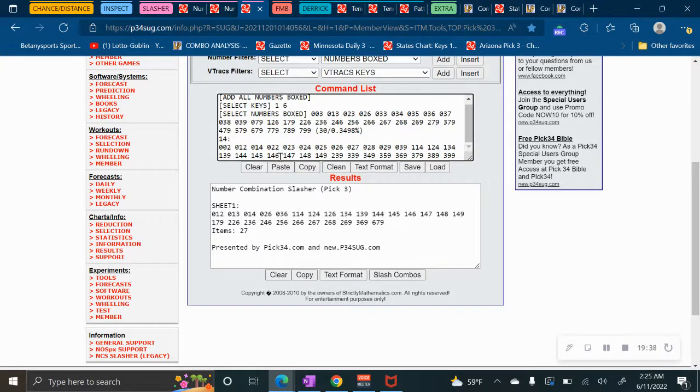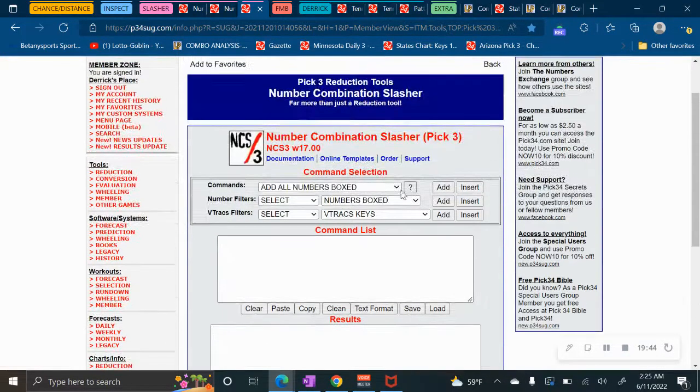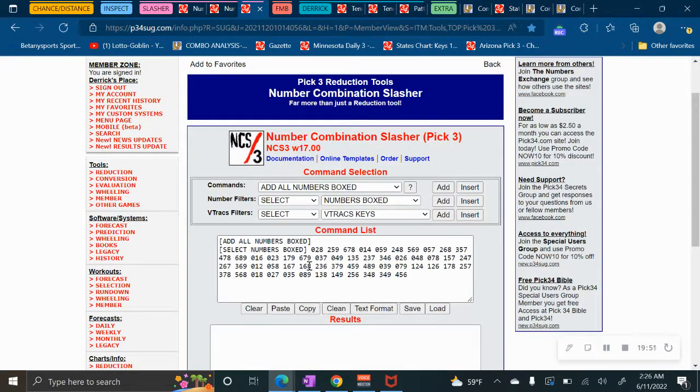I don't see 047 in here. I'm blind. But anyway, that's what I do. Then I'll go over here and I'll drop these in here like this. Clean it up. All right, so there you go.